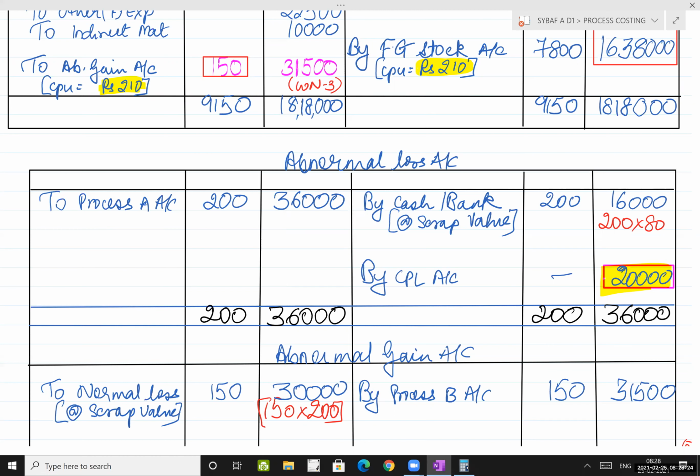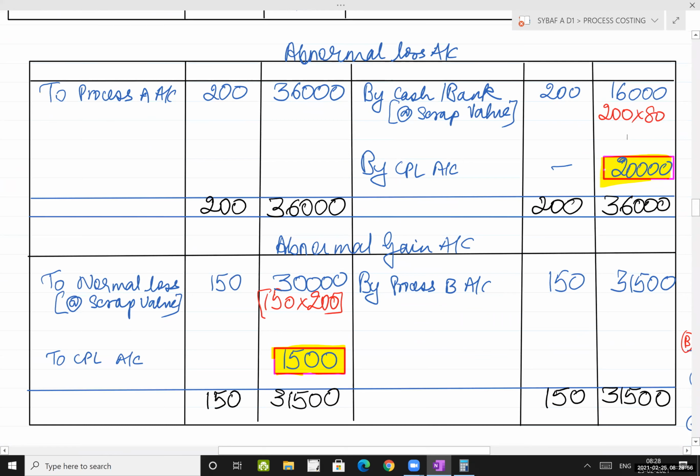Okay. Is this clear? Abnormal loss is clear to everyone? Yeah. So what is the treatment of abnormal loss? First, abnormal loss to process account. Then realizable value, cash to abnormal loss, and then the difference will be transferred to CPL, CPL to abnormal loss.